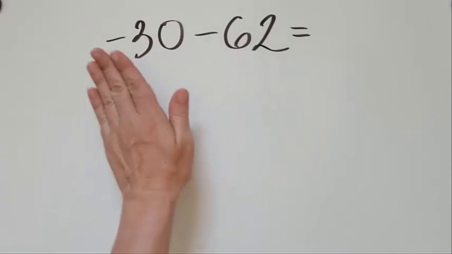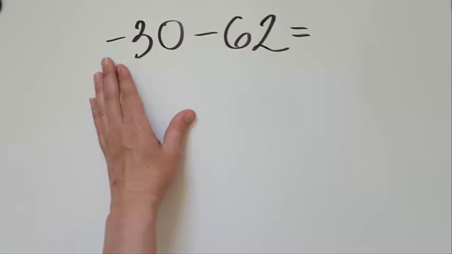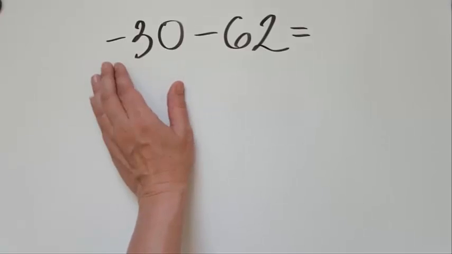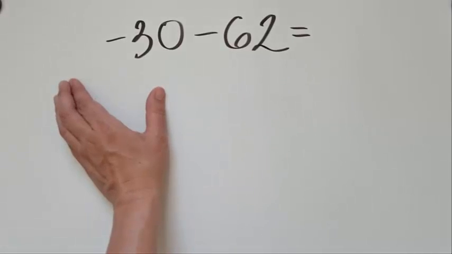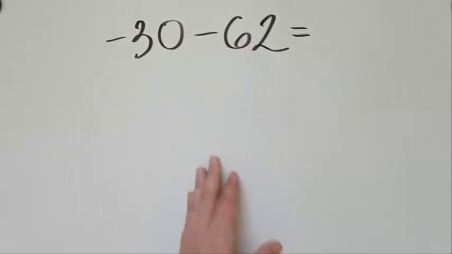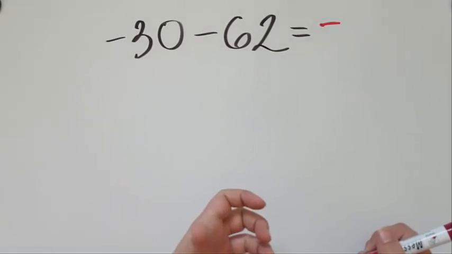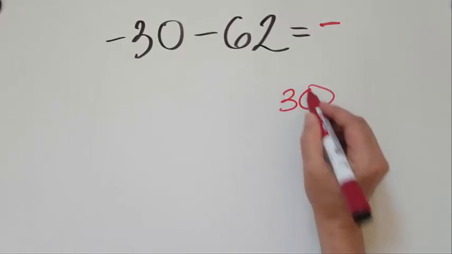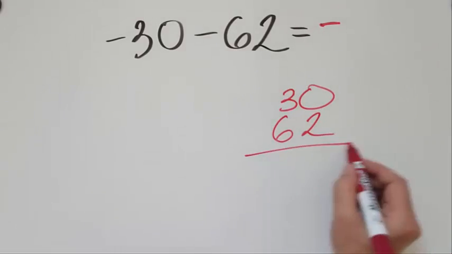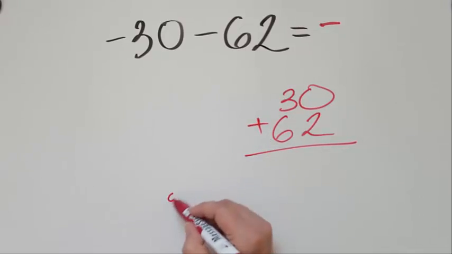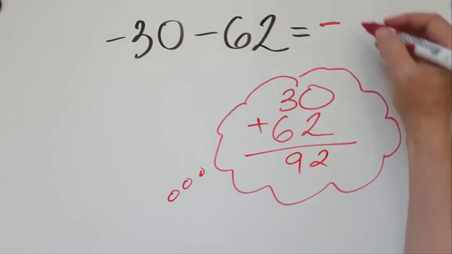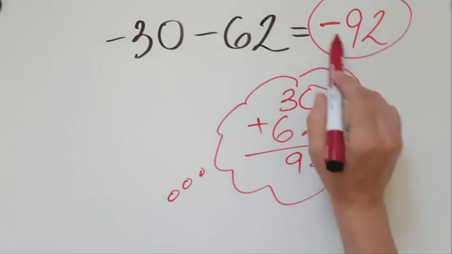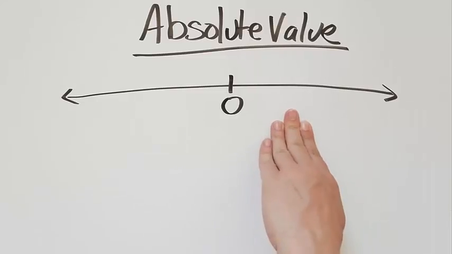So let's do another one. Negatives represent you owe something. You're going to spend something. You don't have the money. So this is negative $30. I want to spend 30, and then I want to spend 62. If I'm spending 30, I'm in the hole 30, and now I'm spending 62, I'm still in the hole. Well, how much are you in the hole? I owe my mom 30, and now I owe my mom 62. How much do I owe altogether? This is my thought bubble thinking through this. I now owe my mom $92. Negative 92. Last thing for the day that we're going to talk about is absolute value.